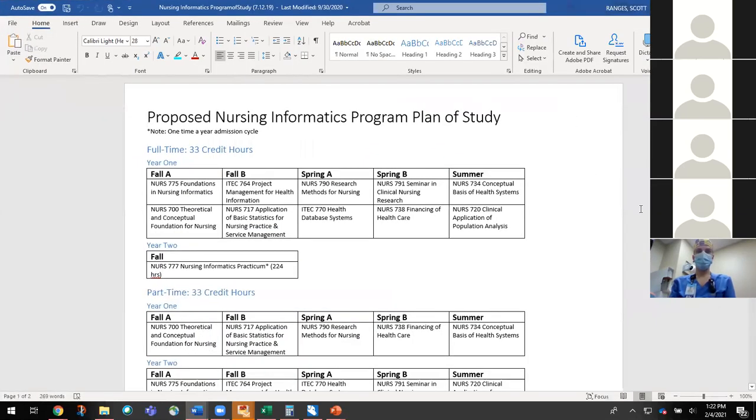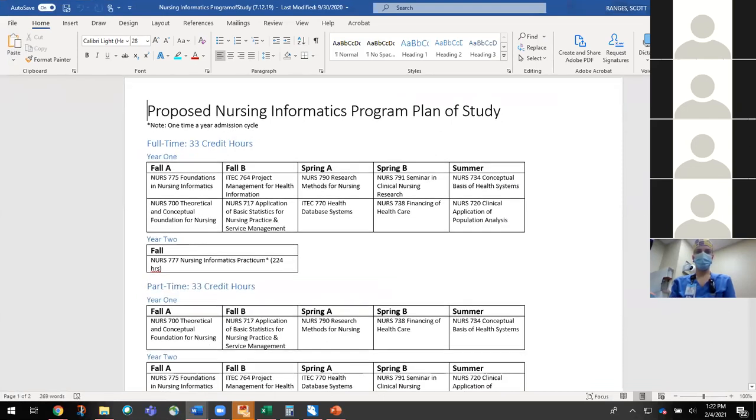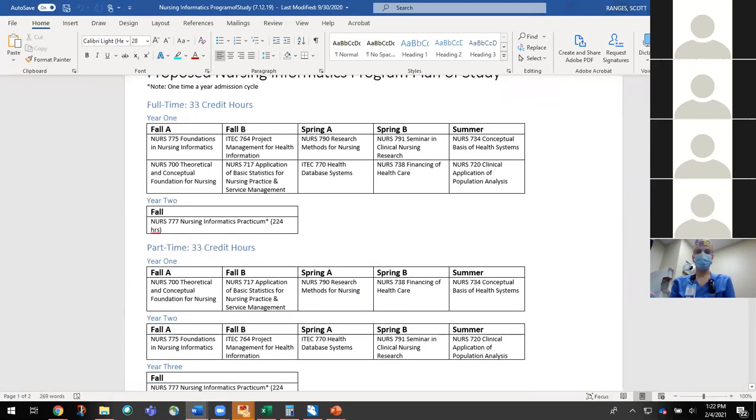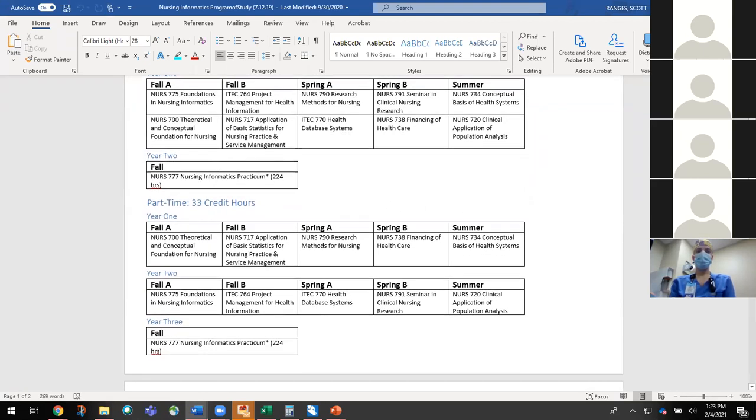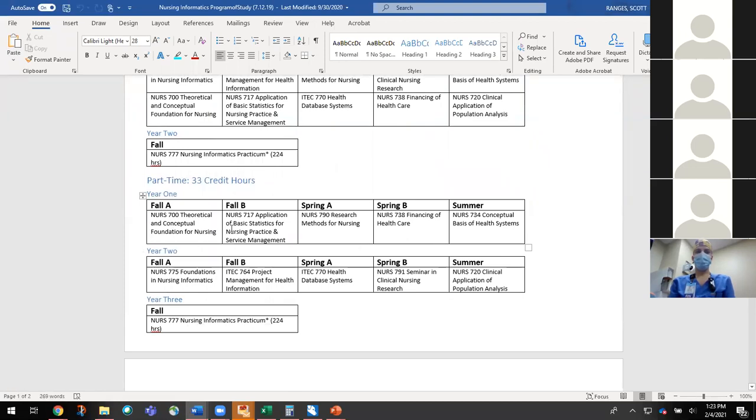Can you guys see this? Yes. Okay, so this is the proposed schedule. Here's the projected schedule: two classes the first 7 weeks, two classes the second 7 weeks, and then the same thing in spring and summer, and then your second fall, you'd have your practicum experience. If you did the part-time schedule, one class every 7 weeks, it would take you a little bit longer, about 28 months.